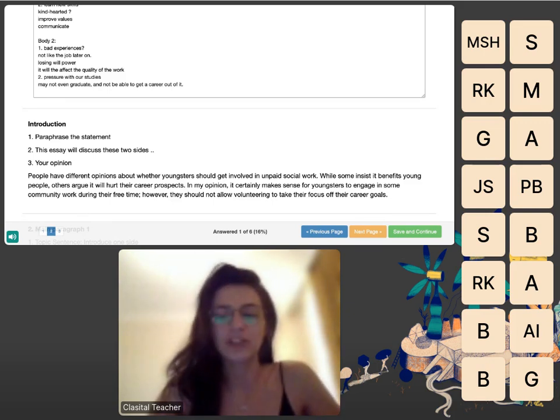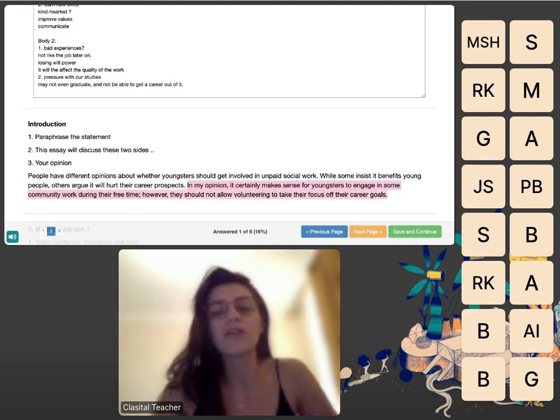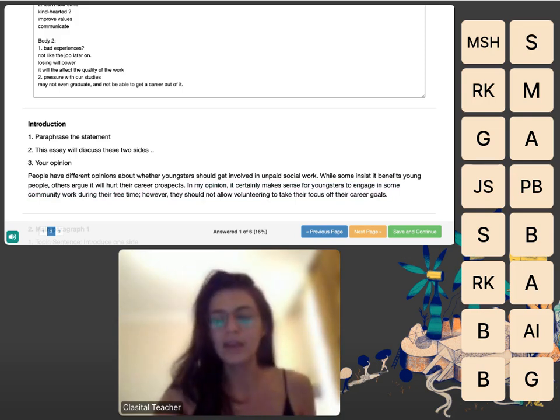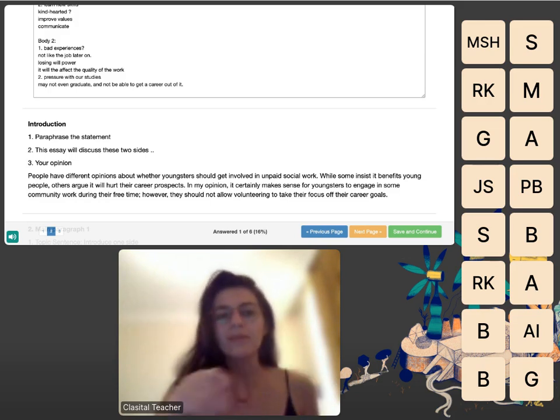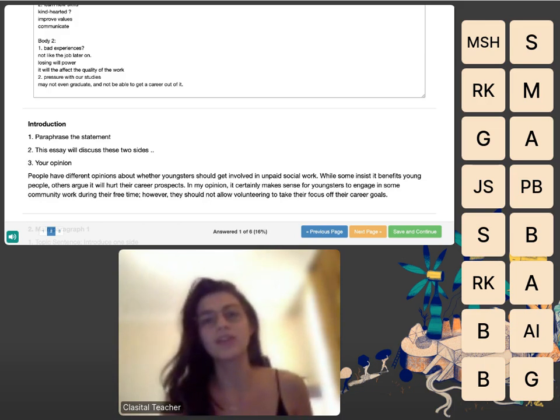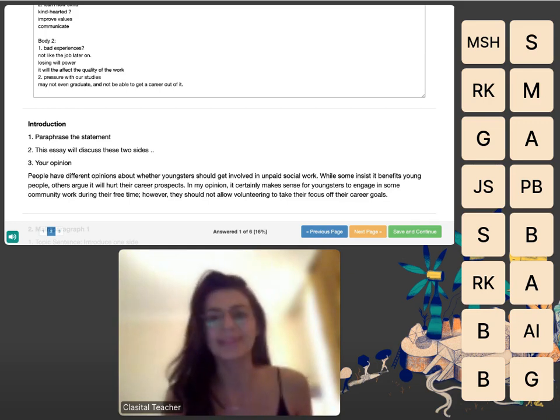And lastly, in the introduction paragraph, as the last sentence, we give our opinion, saying, in my opinion, it certainly makes sense for youngsters to engage in some community work during their free time. However, they should not allow volunteering to take their focus off their career goals. So basically, this essay will support that both sides are correct to some extent, but they should not let that volunteering job affect their career goals. Any questions about the introduction paragraph?